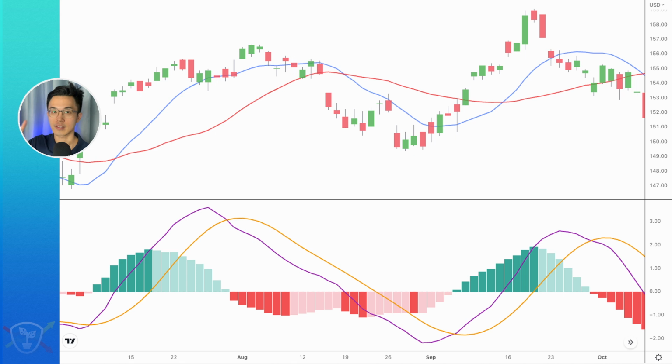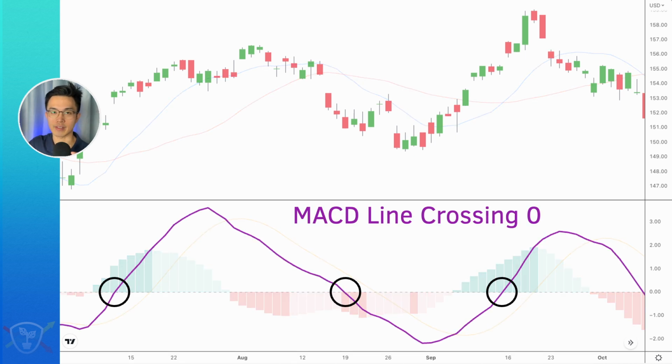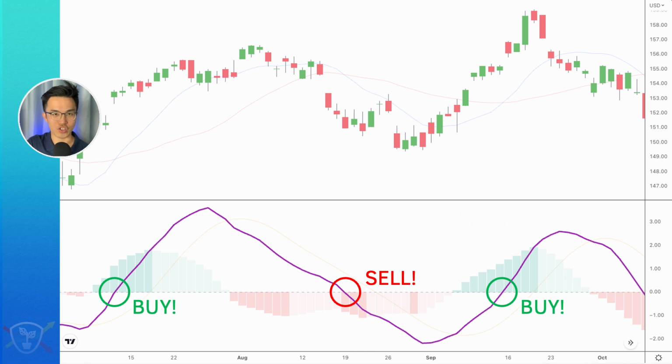Alright, so the first set of trading signals is provided when the MACD line crosses 0. The conventional wisdom or the conventional way to trade this signal is that a buy signal is triggered when the MACD crosses above 0, and a sell signal is triggered when the MACD crosses below 0. Now let's unpack that for a minute and see what it actually tells us.